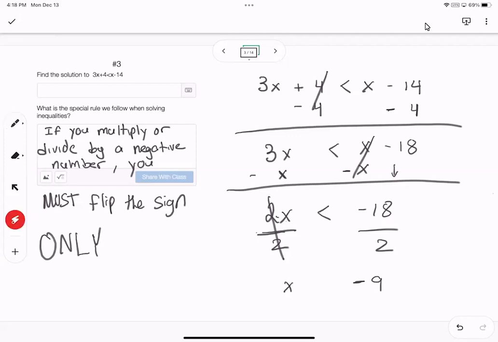So let's take a look here. We divided by positive 2. So because we divided by positive 2 on both sides, what we have is x. We don't change the sign. We have x is less than negative 9.